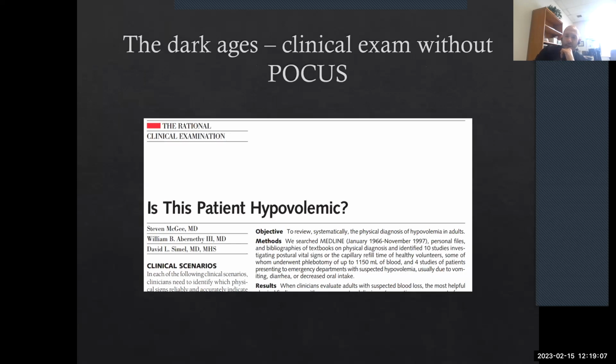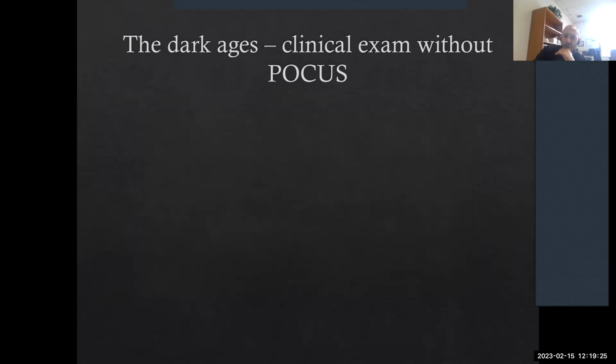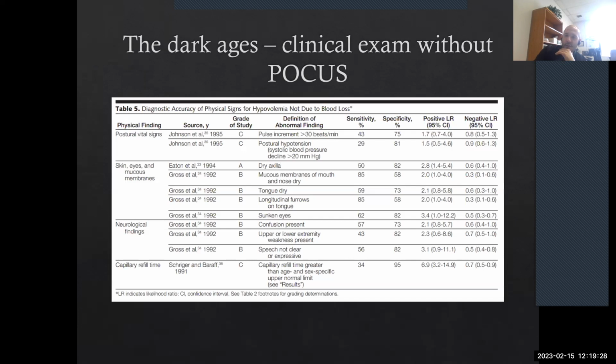For those of you who remember going through this in medical school and residency, this was the Bible for how we assessed patients for their volume status, their volume responsiveness, and their fluid tolerance. It was the Rational Clinical Exam out of JAMA: is this patient hypovolemic? There are a few other articles, but I wanted to highlight this one. This is based on all the studies that were done of physical exam findings and historical review of how to determine whether a patient who has hypovolemia not related to blood loss, whether it's diagnostic or not.